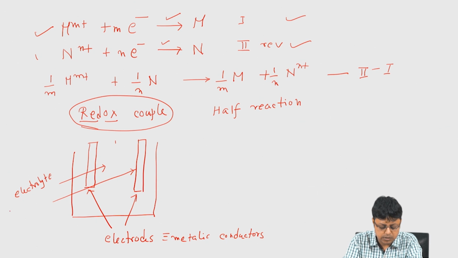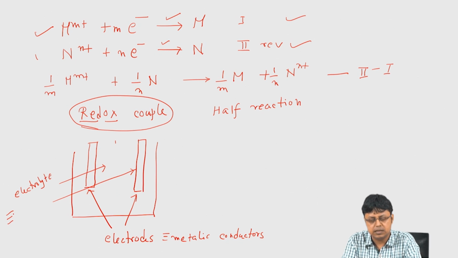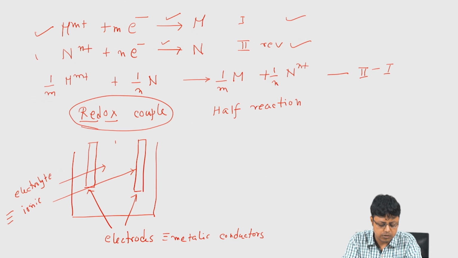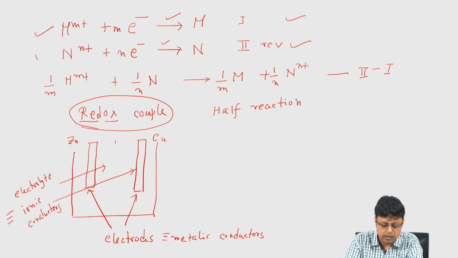And that electrolyte solution is nothing but an ionic conductor. So, there are ions which can move freely and which carry the charges. Now, we can take an example, the famous example of the Daniell cell. Suppose this metal is zinc here and this metal is copper here, and zinc is in touch with a solution of zinc sulfate, and the copper is in touch with a solution of copper sulfate.